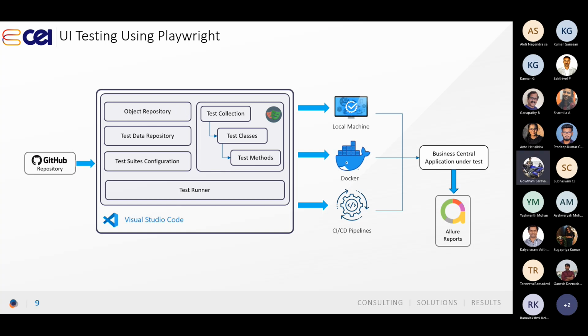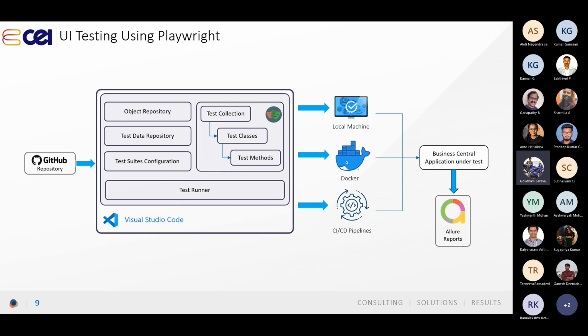So we are coming to our automation framework. Our source code is maintained in a GitHub repository and all the changes will be updated. Our framework contains the object repository, test data repository, test suite configuration, test runner, test connection, test classes, and test methods. So this is the complete setup of our framework. In the object repository, all the objects are segregated module-wise or page-wise so that each element can be identified and managed easily.